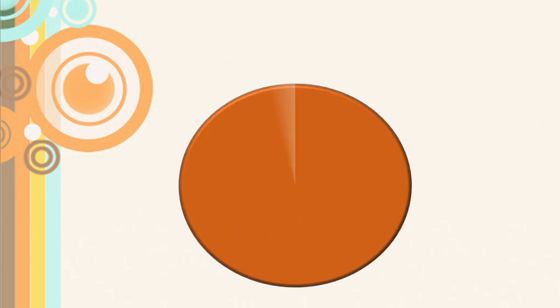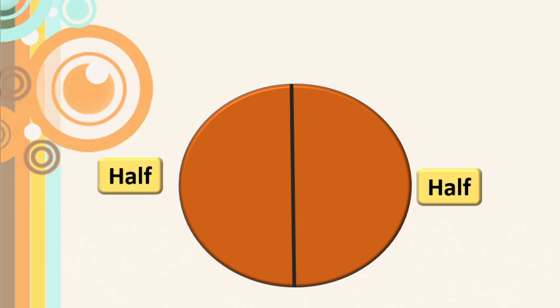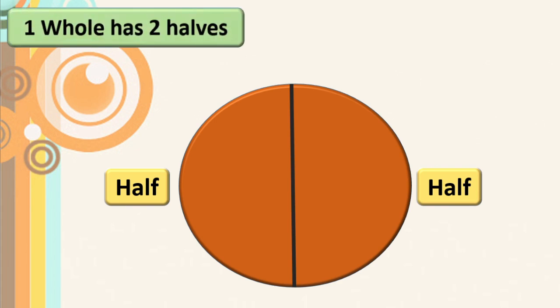Now see this circle. We will cut this into 2 parts which are exactly the same. Then these are called half, half. That is halves, 2 halves. Right? Means one whole has 2 halves.